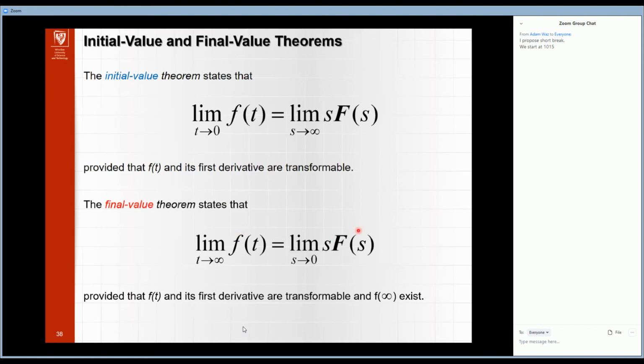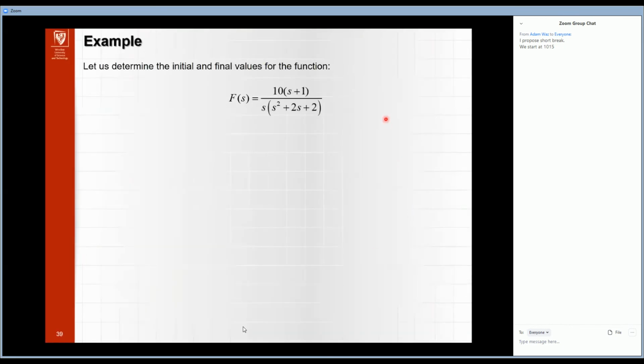And the final value theorem is very similar, but here the limit is different: here we have the infinity, and here we have the 0. And of course, very similar assumptions. For example, let us determine the initial and final value for this function. We know that the corresponding time function is given by these equations, but of course, using the final and initial values is not obvious, it is only to check this theory.